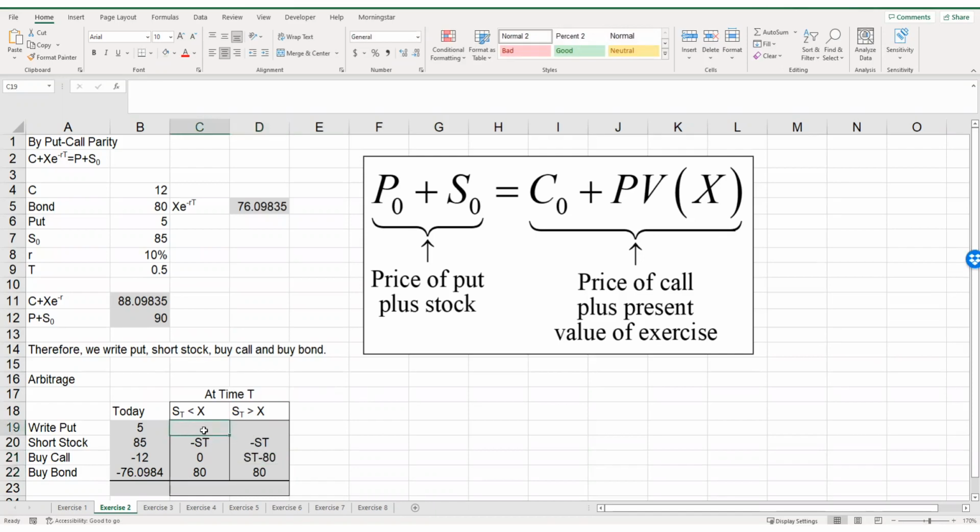For writing the put, since you take a written position, everything will be negative. In this case, people will exercise the put option. The people who take the long side will exercise the put option since the exercise price is larger. So the selling price for the put is larger than the stock price, so they will exercise it. So you need to pay the difference between the exercise price and the stock price.